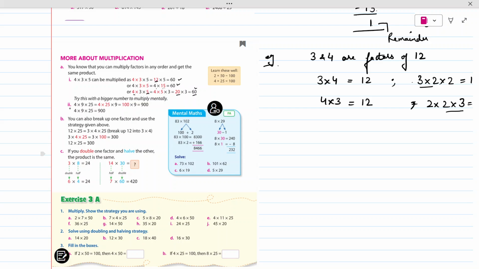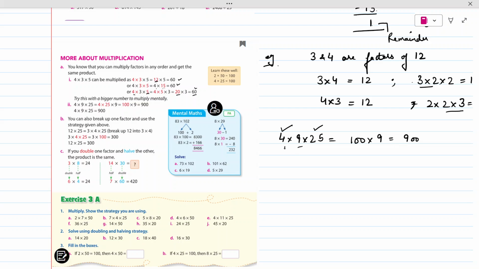Similarly, we have the next question here which I am taking: 4 multiplied by 9 multiplied by 25. This is another example, and we have different ways to do this. First, I can multiply 4 and 25 together. We know that 4 into 25 is 100, and now 9 is as is. We will multiply 9 with 100 to get 900. So this is one way we can do this.